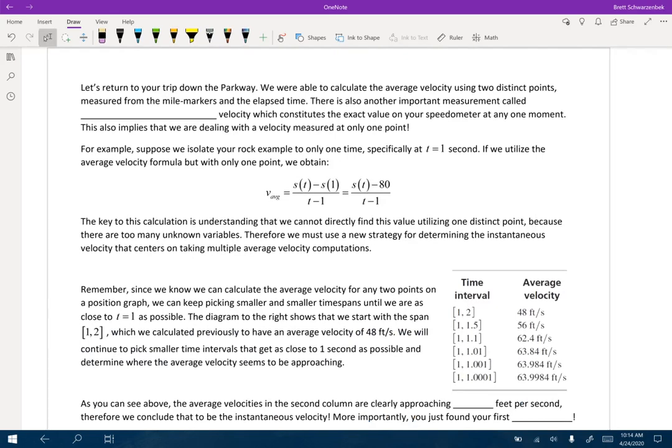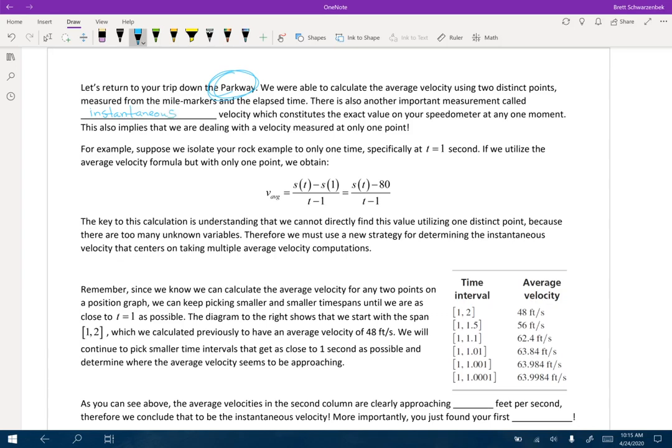Okay, so let's go back to our trip down the parkway here. So what did we do? We informally computed the average velocity between 2 mile markers, right? Well, believe it or not, there are actually 2 major types of velocities. Obviously, the one we just learned, average, but there's another one called instantaneous velocity. Okay, with the crazy spelling right here, instantaneous.